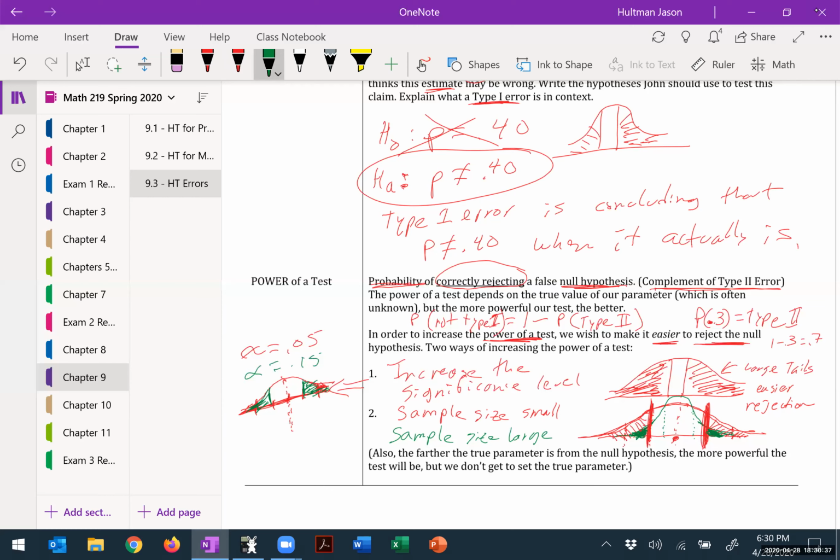So which one's going to give me more area of rejection? Well, it's the small sample size. That's going to give me a bigger area of rejection based on the same alpha. So a small sample size there.